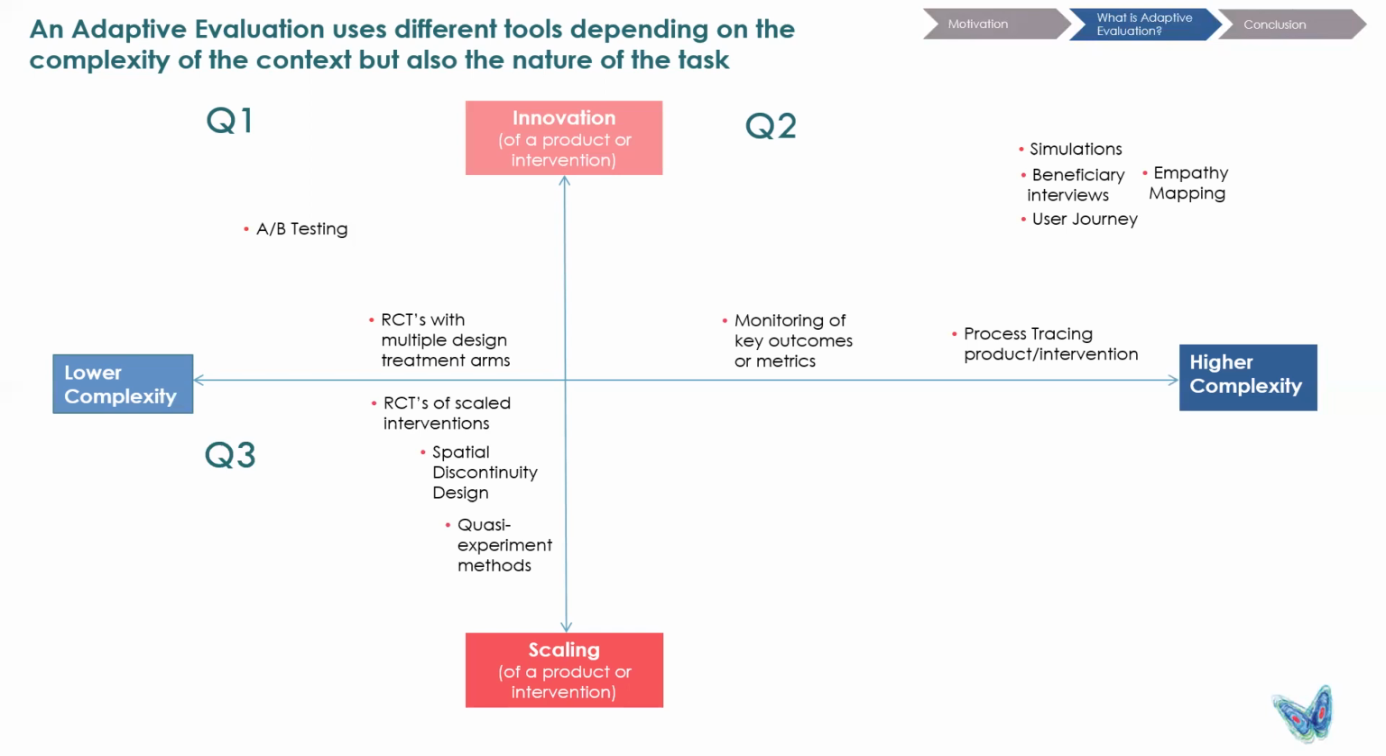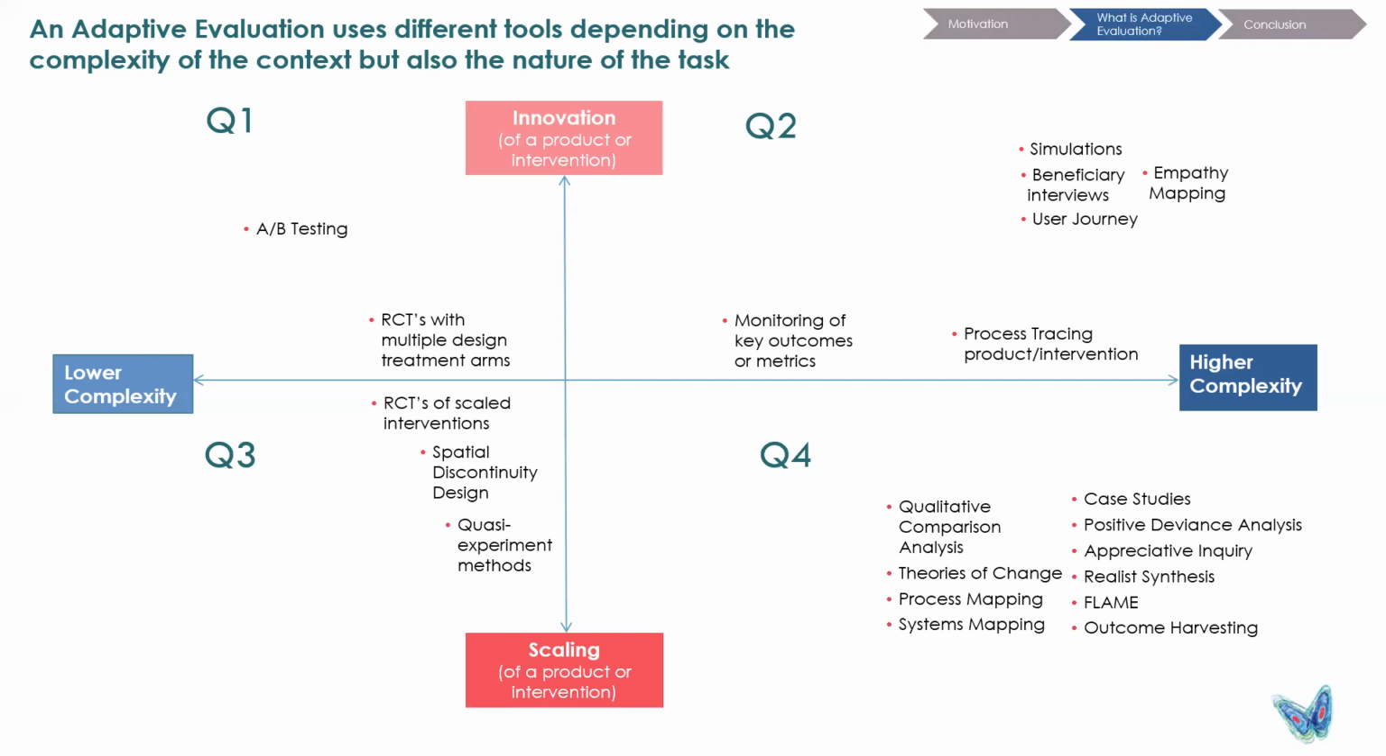And finally, let's look at the fourth quadrant. A good example here is vaccine distribution during COVID. And this, in many ways, is the most challenging to think about, but this is also a space where many adaptive questions inhabit. So let's start at a very high level of complexity, to the far right, at a large scale state or national rollout. In this space, one can imagine a variety of eclectic qualitative techniques, from case studies and positive deviance analysis to process and systems mapping, flame and appreciative inquiry, and realist synthesis and outcome harvesting.